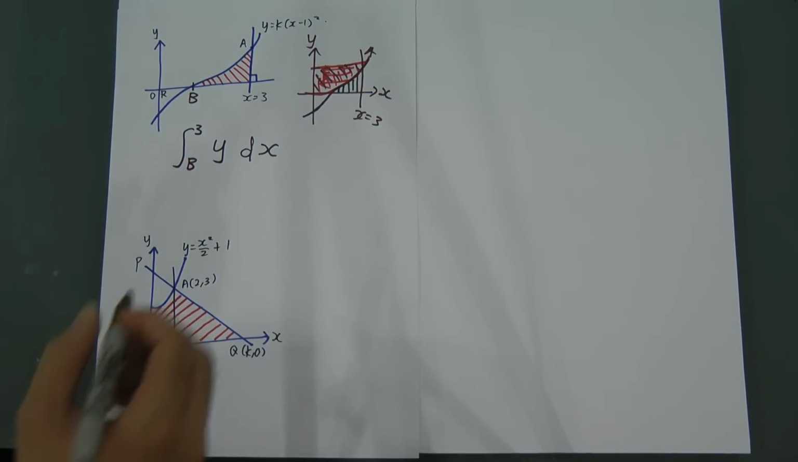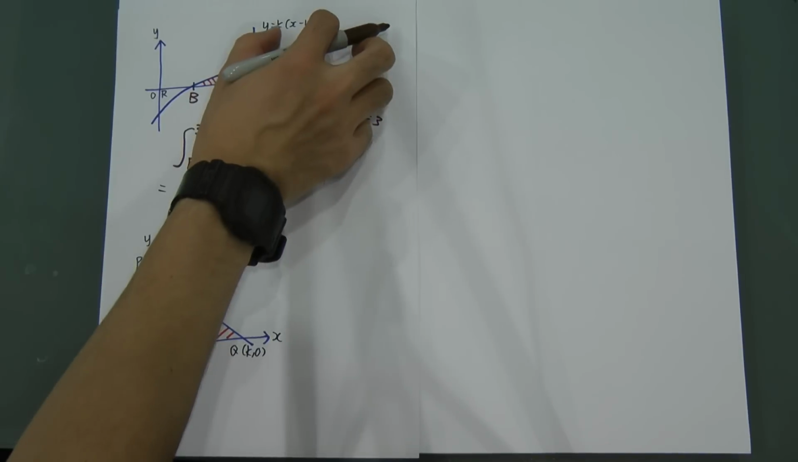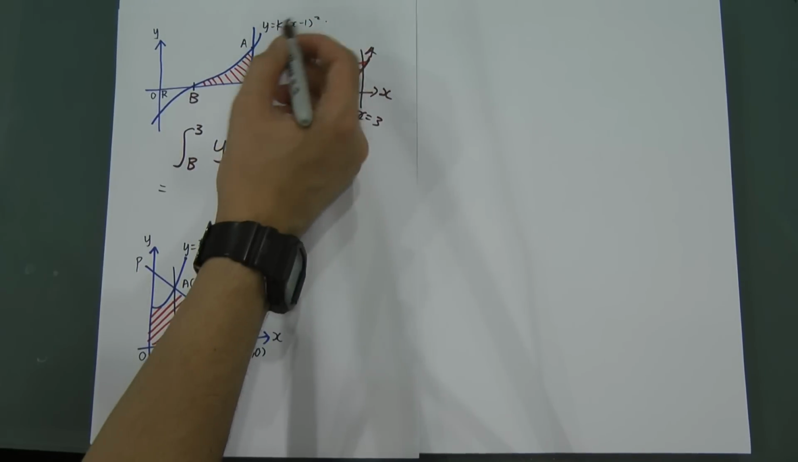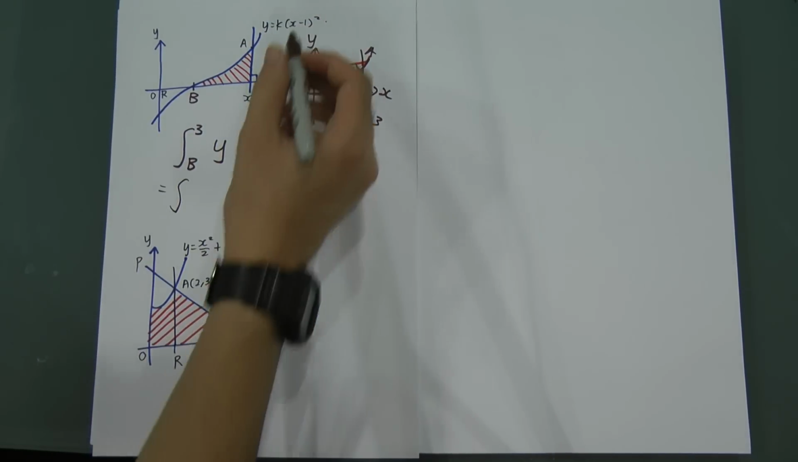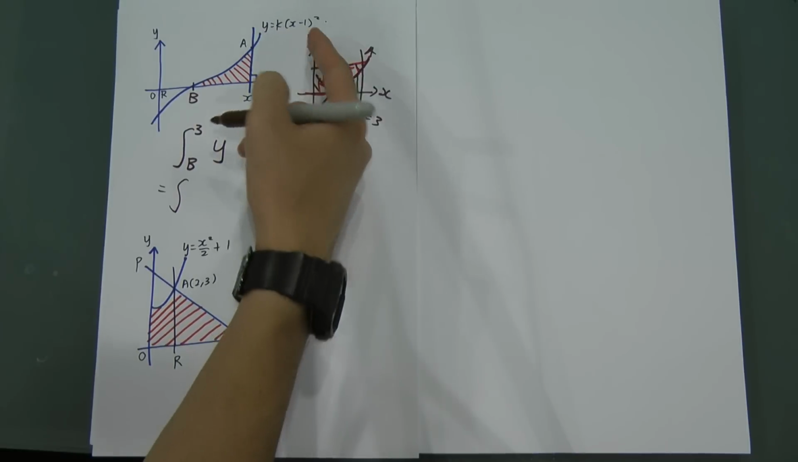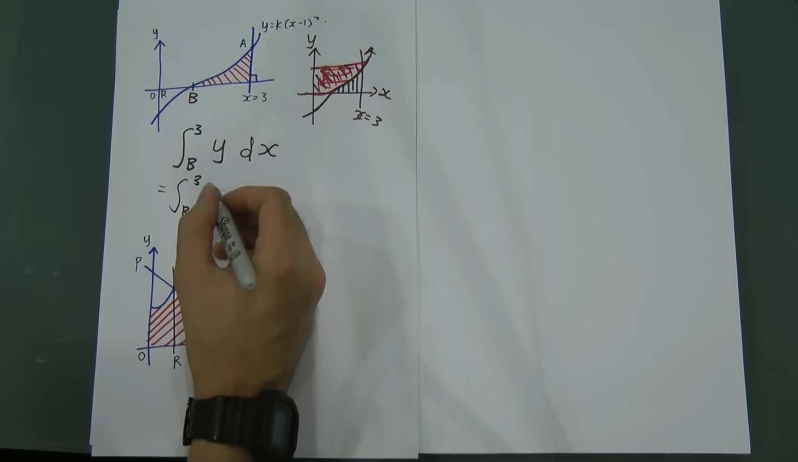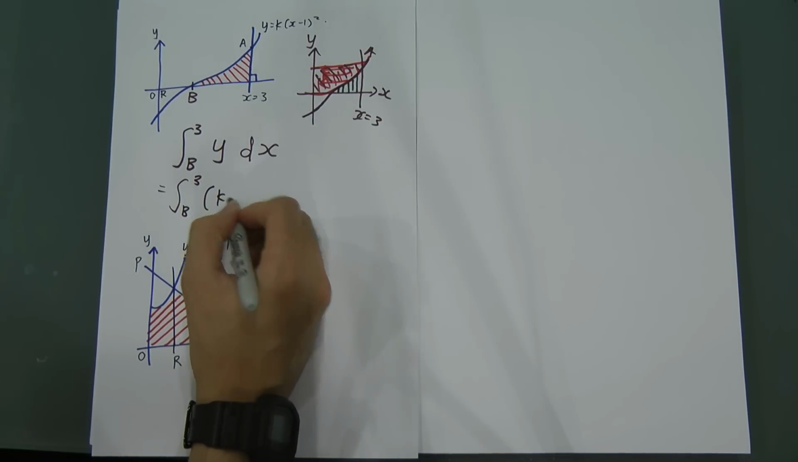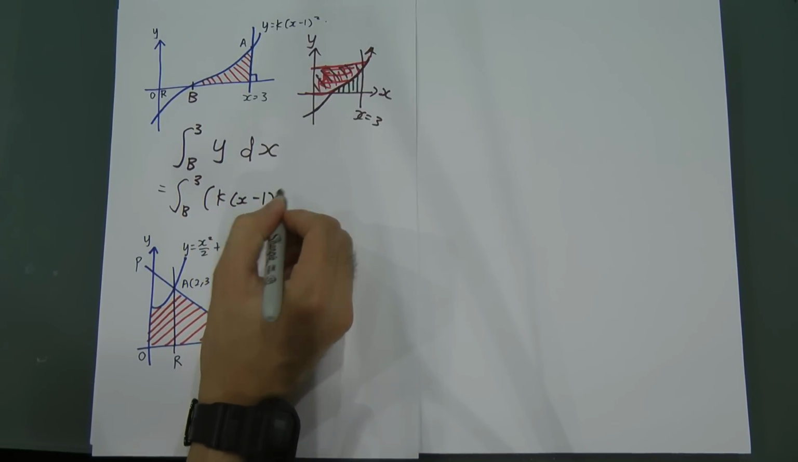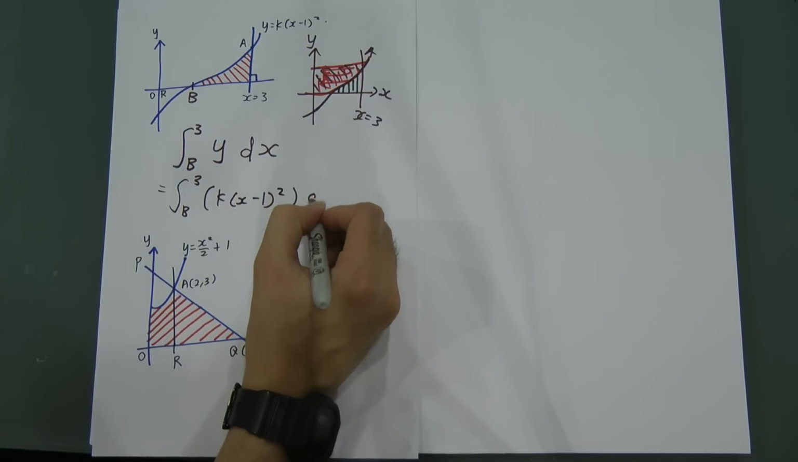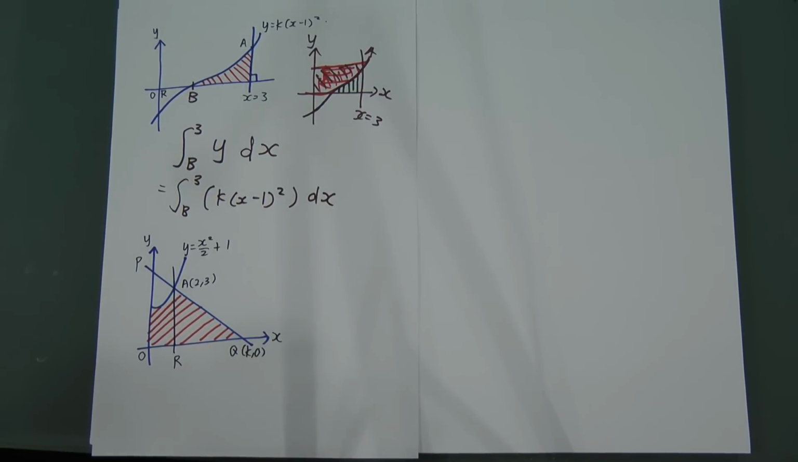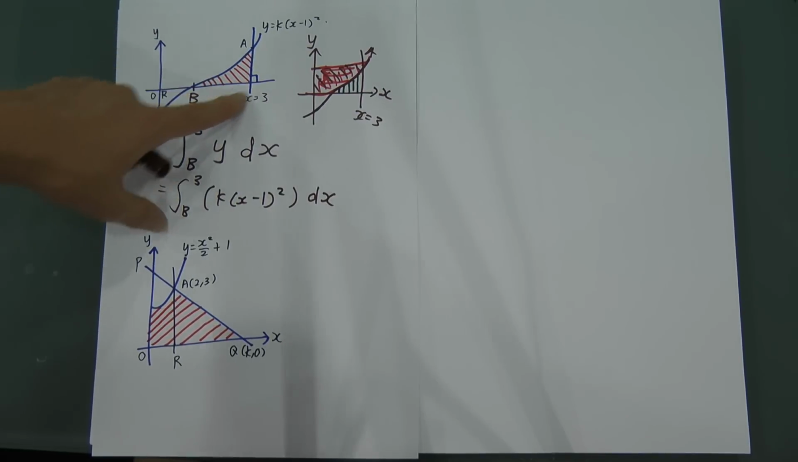Then after that, what you need to do is substitute the whole y equation here. y will equal to what? y will equal to k(x minus 1) squared. So from B to 3, we get the integral of k(x minus 1) squared dx. That's all, and then you just do the integration. You can easily find the area.